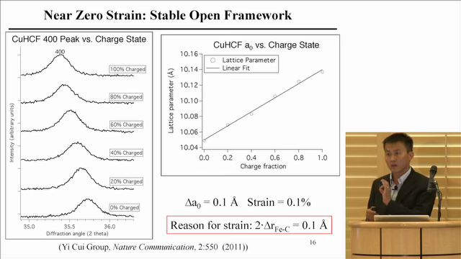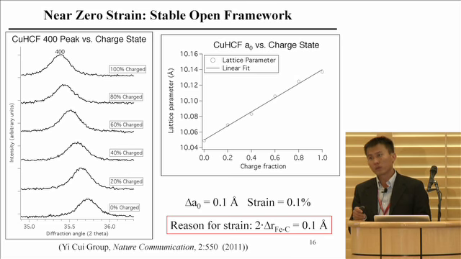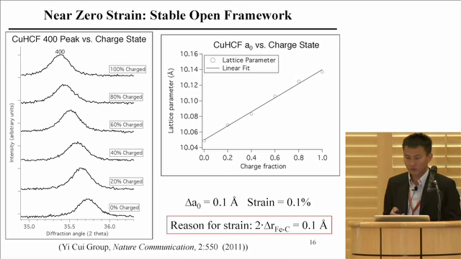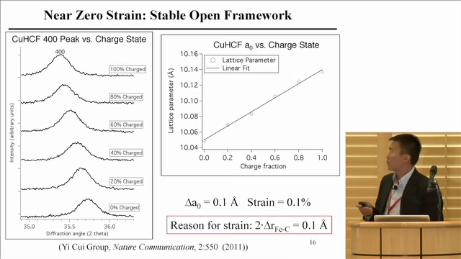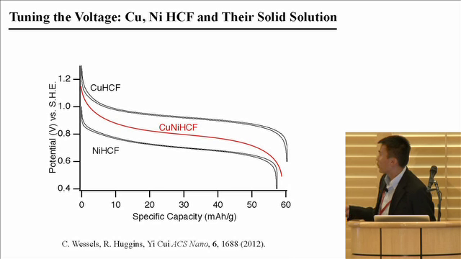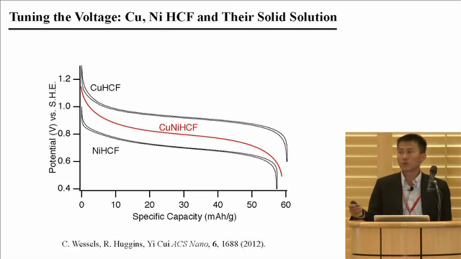Now you're having nearly zero strain materials. That's the way to guarantee very long cycle life without doing other fancy materials tuning. As I said, this material has very rich chemistry. Depending on whether you choose copper to go in together with iron or nickel, you can do the alloy, and you can tune its potential to the position you would like.